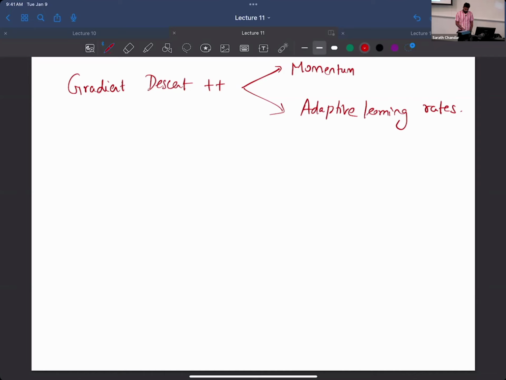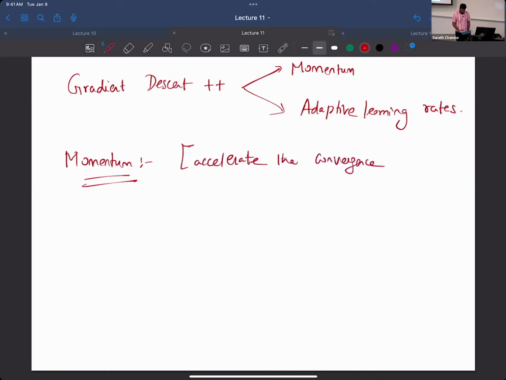Okay, so first let's start with the idea of momentum. Momentum is typically used to accelerate the convergence of gradient descent. Can we speed up the training process? Can we speed up the convergence of gradient descent by doing something to the update? That is what momentum is about. It's about accelerating the convergence of gradient descent.